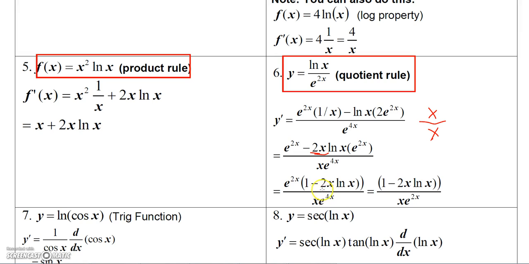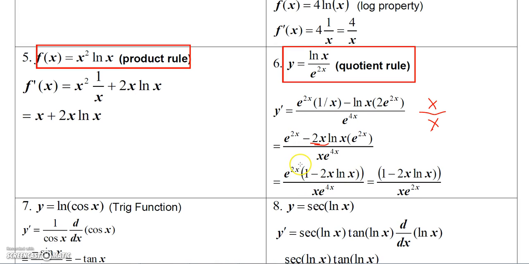Now the last thing I did here was I factored an e to the 2x out of this. So if you factor an e to the 2x out of this, you get e to the 2x times 1 minus 2x natural log of x. Now, it turns out that e to the 2x will actually cancel into e to the 4x and give me e to the 2x. So my final answer is just 1 minus 2x times natural log of x over x e to the 2x, and that's your derivative.